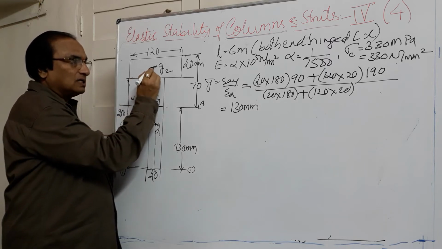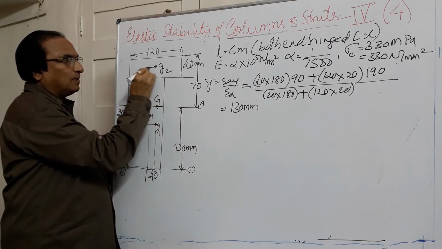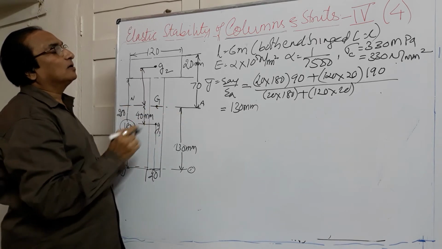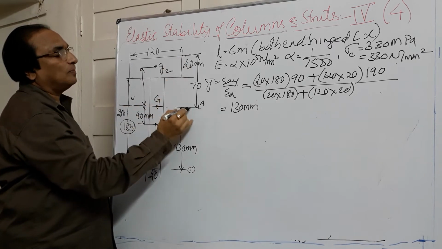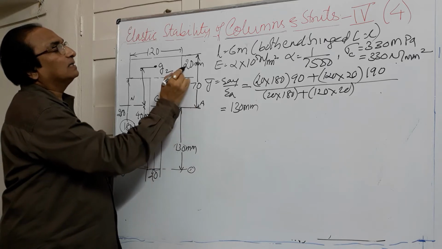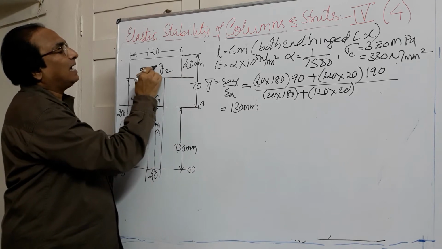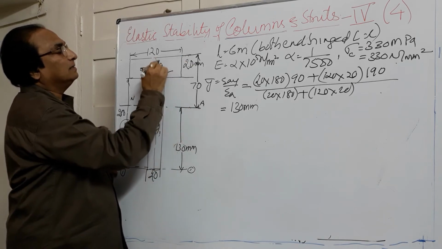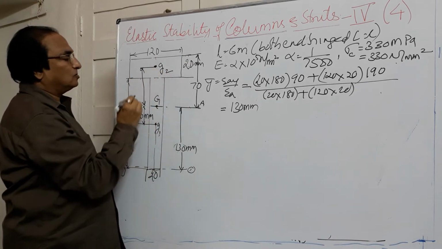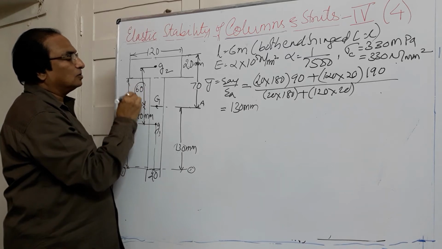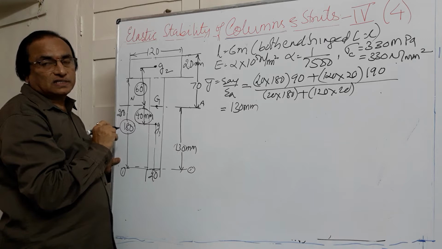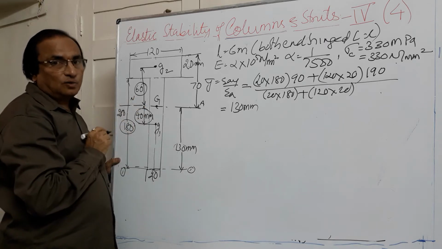Similarly, we want the distance of the centroid of the second component from again the neutral axis. Now if you see here, this height from the top is 70. This is 20, so this will be 10 and 10. So the distance of this centroid will be 70 minus 10, so this will be equal to 60. So these two things are important for you to determine: the distance of the centroid of the component from the neutral axis.